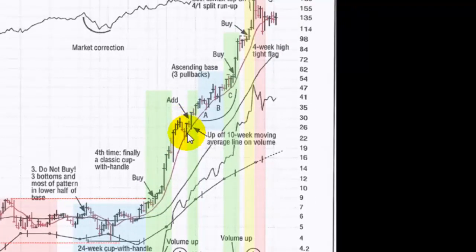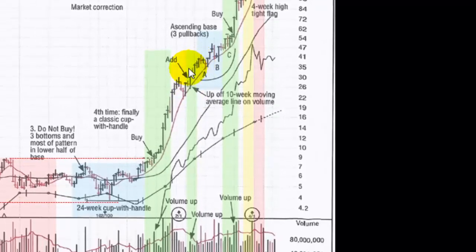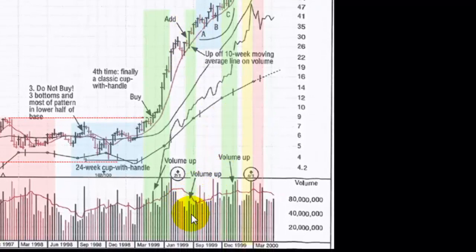Finally comes back to the 50. Notice these strong closes at the top of the range. Notice this big volume. Got volume that's up.